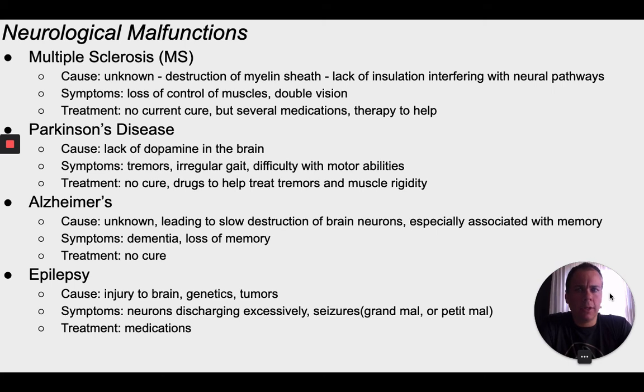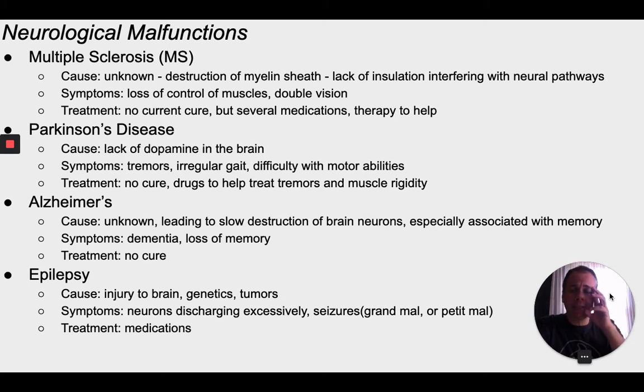It can lead to loss of control of the muscles, and double vision, loss of vision, and sometimes a person with MS may go through periods of time when their symptoms are serious, and other times when they decline somewhat. There's not a cure for MS, but there are medications and therapies to help a person that has the disease.